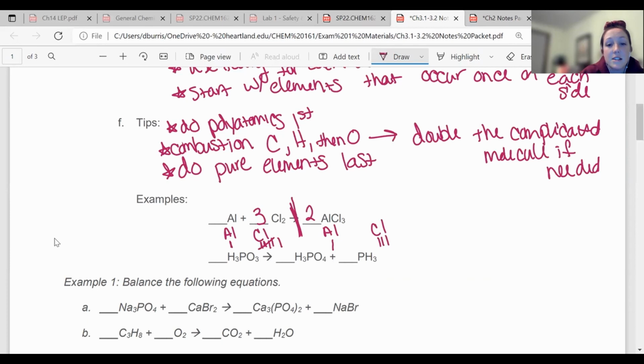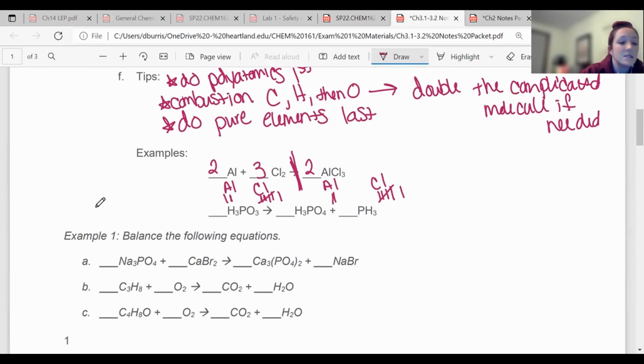And then I'm going to need 2 of these, but that now makes it so I have 2 aluminums and 6 chlorines. So my chlorines are good, but now I have 2 aluminums, so I'm going to have to put a 2 here so they balance out. That's what I mean by the tally marks. You might be able to do it just by looking at it.